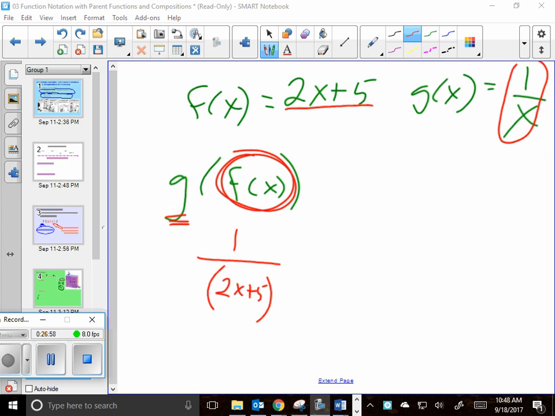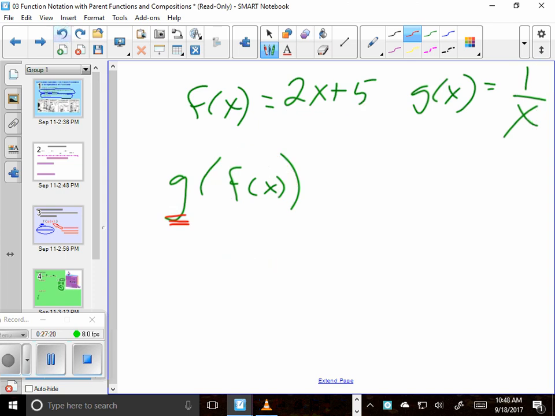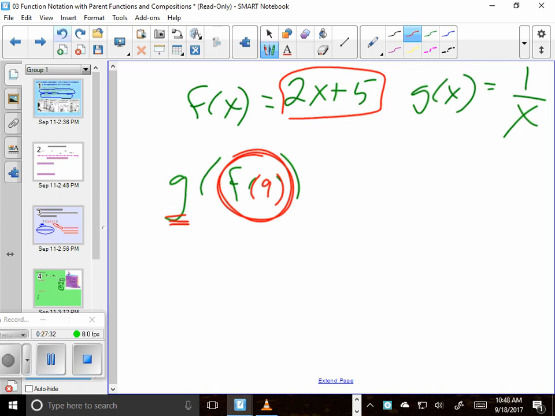Okay? What if they now said, oh, by the way, that x isn't x, it's a 9. I just need to put a 9 right there, and then I'd have it? See what I mean? So what if they say g of f of 9? I actually like doing it a little differently then. I like to have it be simpler because I can find f of 9 in like 2 seconds. I just stick it in right here, and what is f of 9? Well, it's 18 plus 5 is 23.